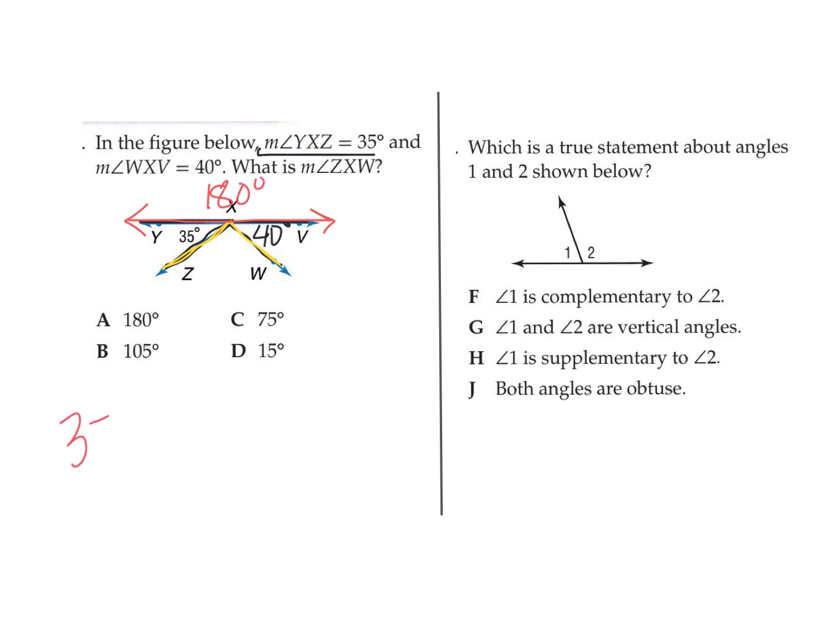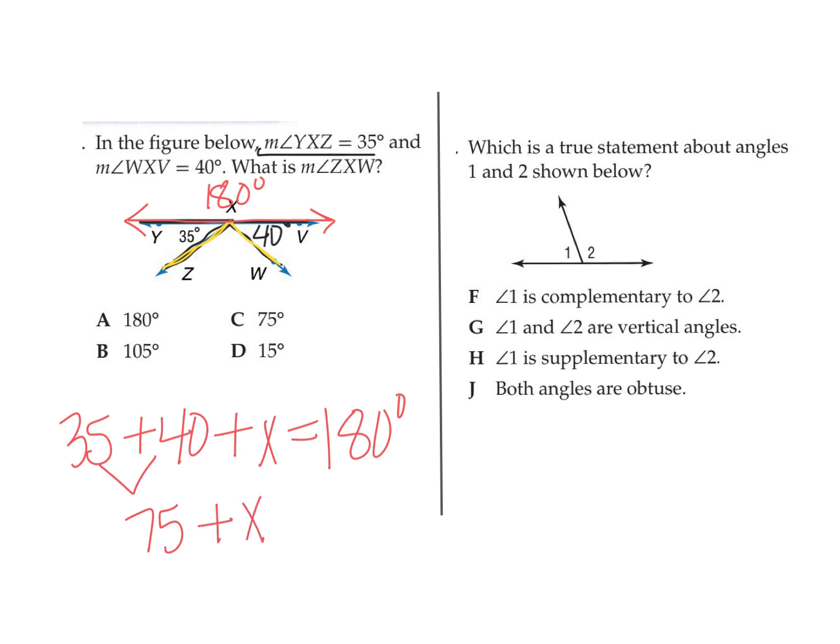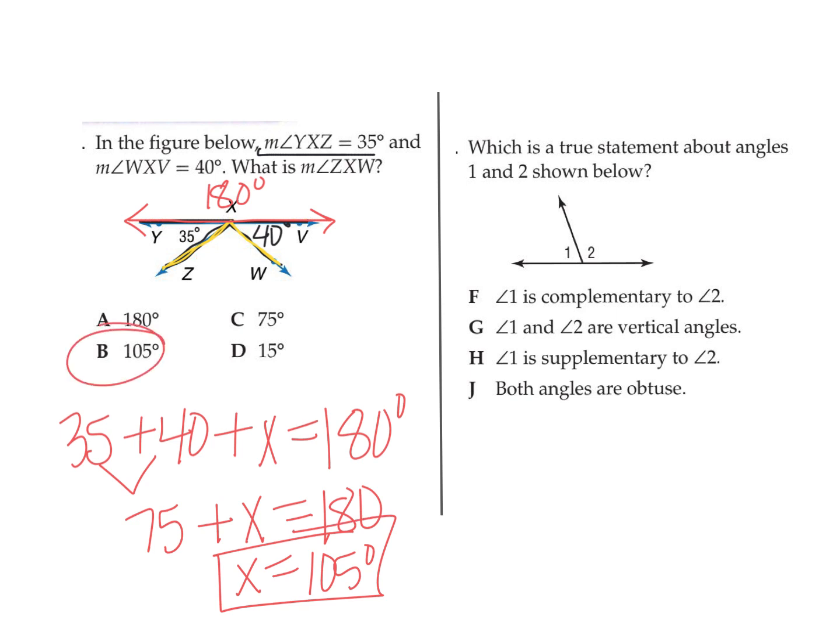So that means 35 plus 40 plus the measure of angle ZXW, which I'm just going to say is X, equals 180 degrees. 35 plus 40 is 75, plus X equals 180. If I subtract 75 on both sides, then X is going to be 105 degrees. My answer then would be B.